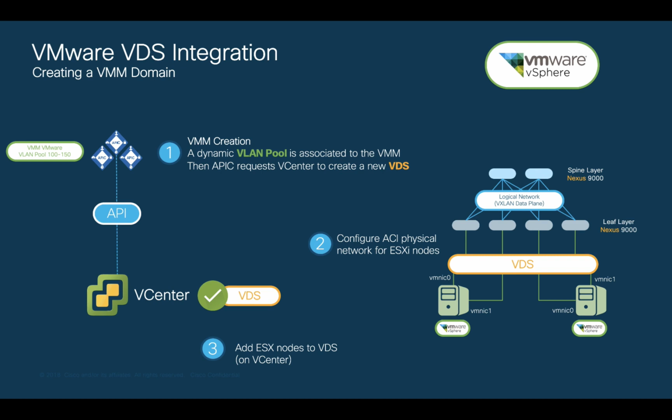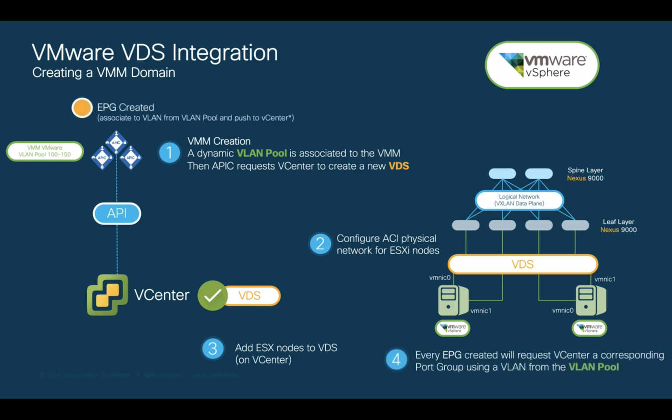This will allow us to then perform the logical network configuration in APIC once by creating an EPG that will automatically be pushed to vCenter through an API call requesting to create a DVS port group with its corresponding VLAN. Remember, we will cover the logical network configuration and EPGs in Module 3. Let's now see all this in action.